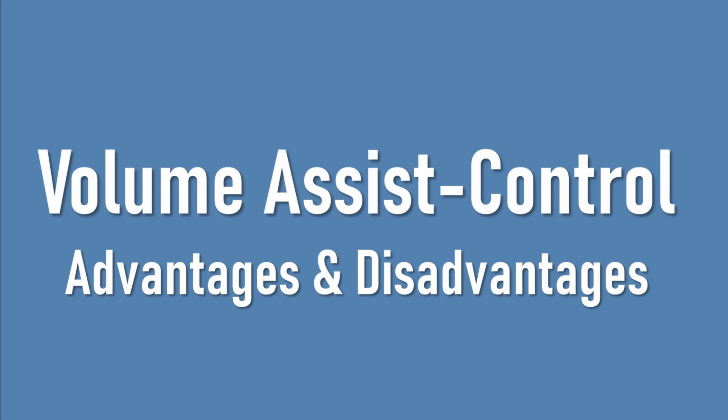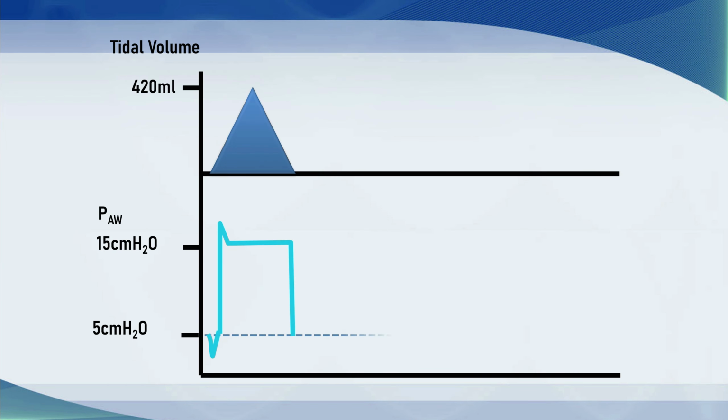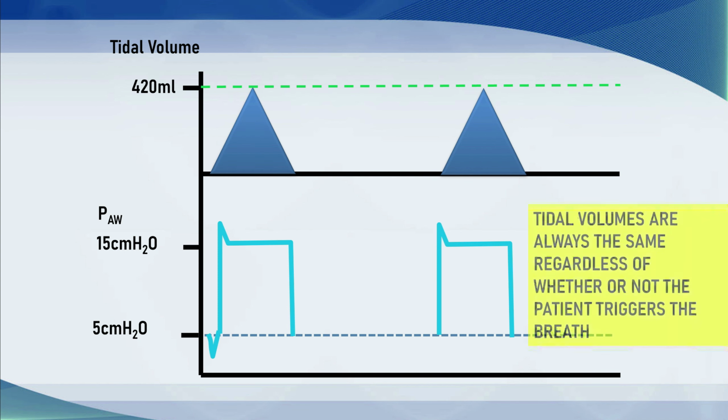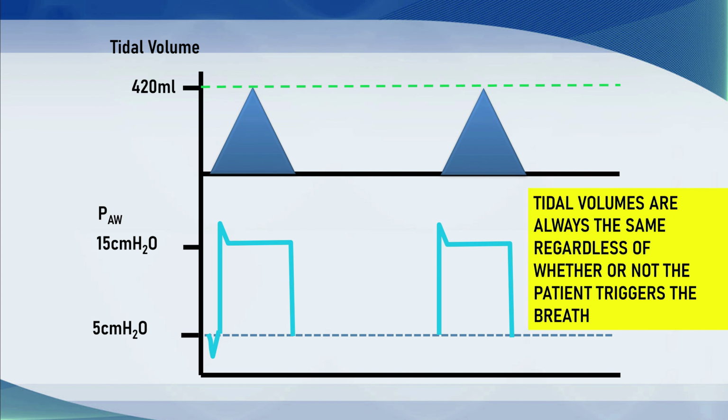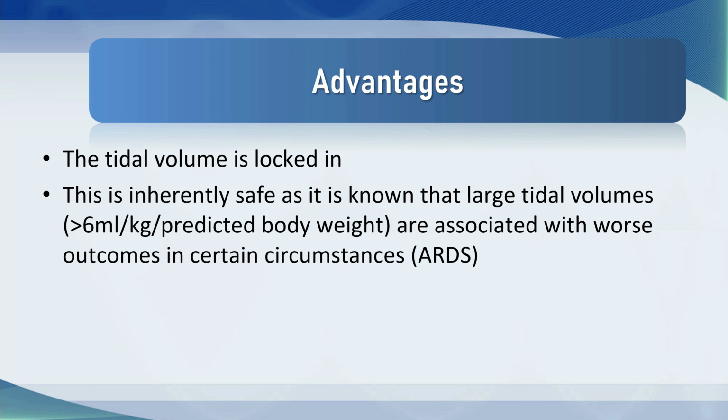Let's look at the advantages and the disadvantages of using volume assist controlled ventilation. The big advantage of volume assist control is that the tidal volumes are always the same regardless of whether or not the patient triggers the breath. The tidal volume is locked in. Now this is inherently safe because it's known that large tidal volumes of more than 6 mL per kilo of predicted body weight are associated with worse outcomes in certain circumstances, in particular ARDS.